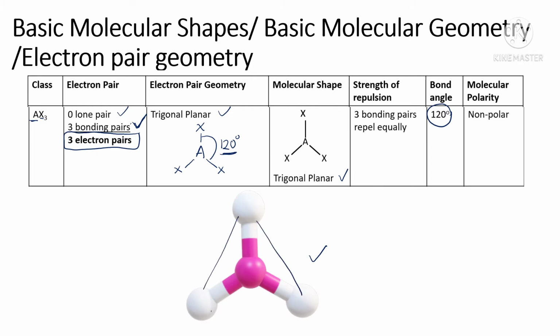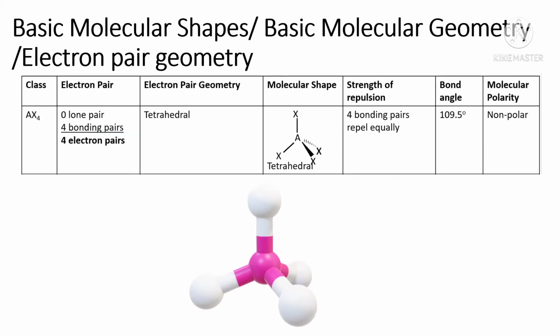and this triangle basically lying on the plane. Therefore, the name of this electron pair geometry and molecular shape is called trigonal planar, representing a triangle lying on a plane. And since these are all three bonding pairs, therefore only bonding pair repulsions are involved, and these three bonding pairs repel each other equally to give bond angle 120 degrees.